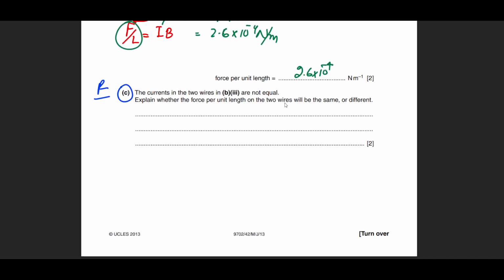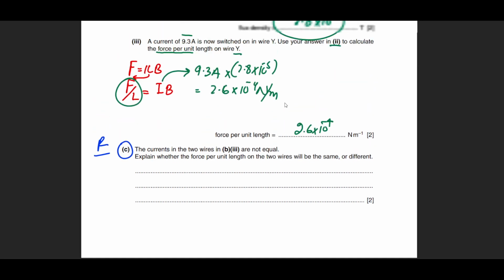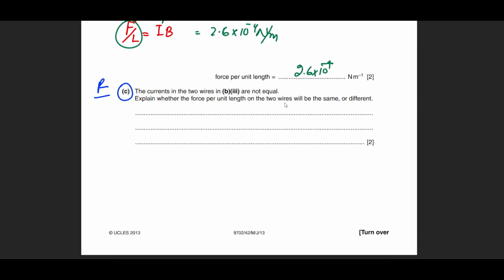He says that the current in the two wires are not equal. We can see that one is 6.4, one is 9.3. Okay, so he says explain whether the force per unit length on the two wires will be the same or different. They are going to be the same.